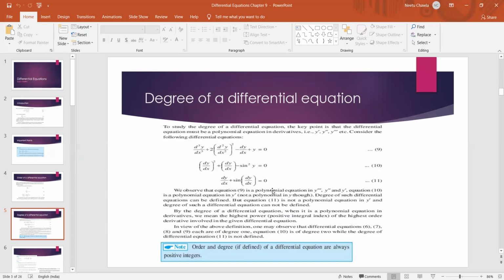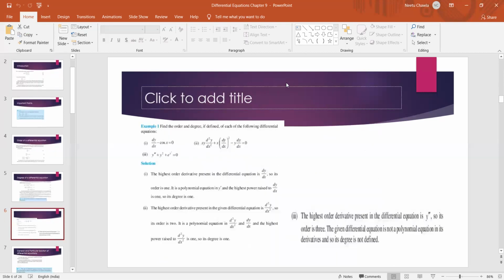While for this equation number 11, you have to write that the degree is not defined since it is not a proper differential equation. And this is a point to be remembered, that order and degree of a differential equation are always positive integers. You cannot say that it is a negative integer. So this is a very important point. For example, we'll do this exercise here, example number 1. Examples we'll do, and then you can easily understand it.